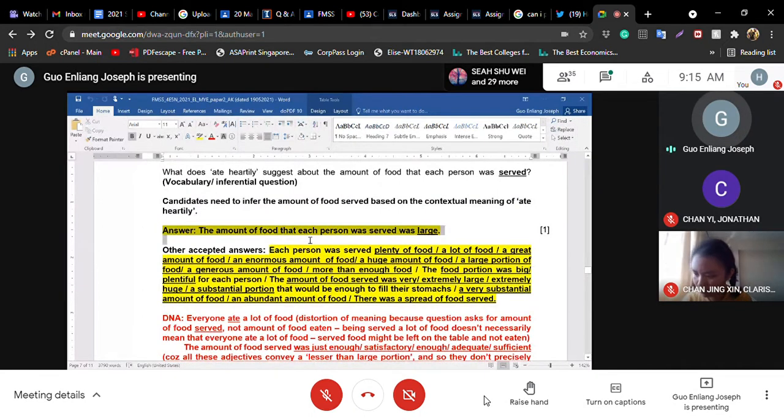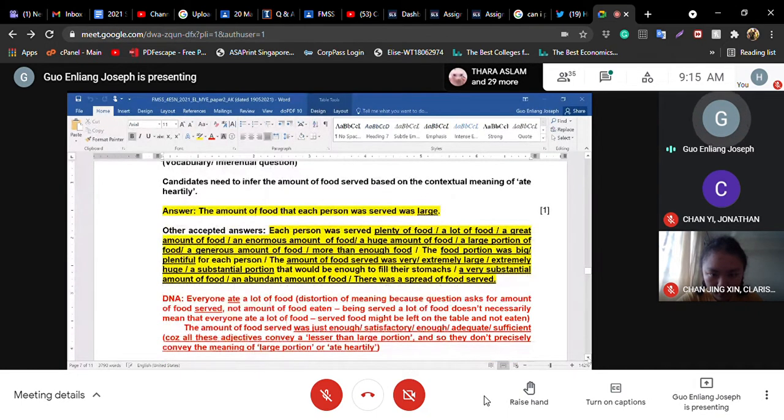The amount of food served to each person was large, or there are many very vocab here: plenty of food, a lot of food, great amount of food, enormous, huge. Can you please copy the very vocab, the one in yellow? These are the possible answers in terms of the amount of food that each person was served.